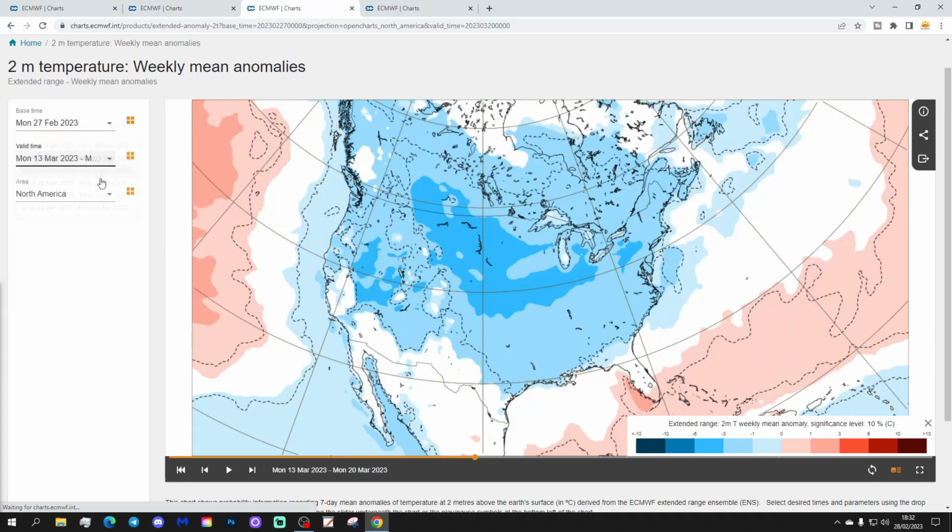How are the temperatures looking? They're cold. Look at this. Cold from the west coast right the way over to the east coast. Countrywide cold outbreak there in America for the 3rd week into the middle part of March.